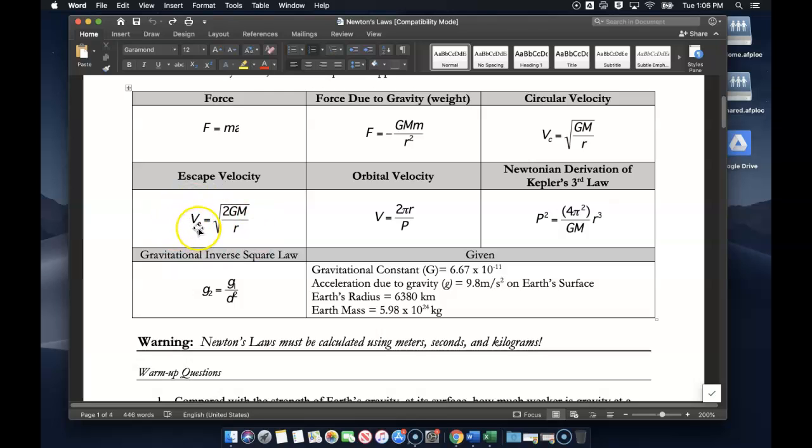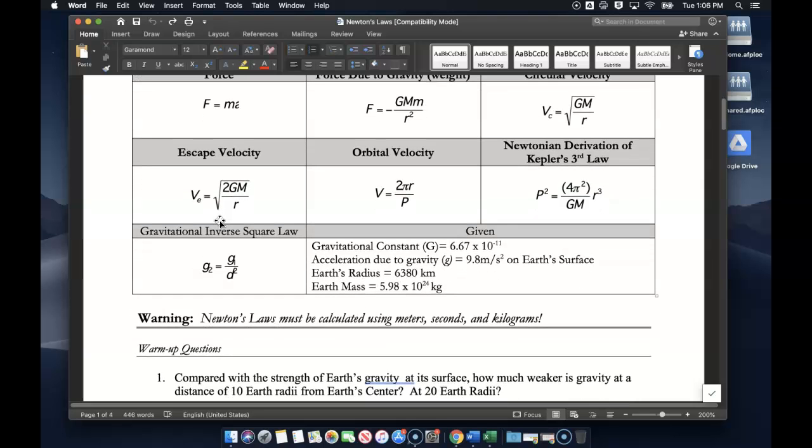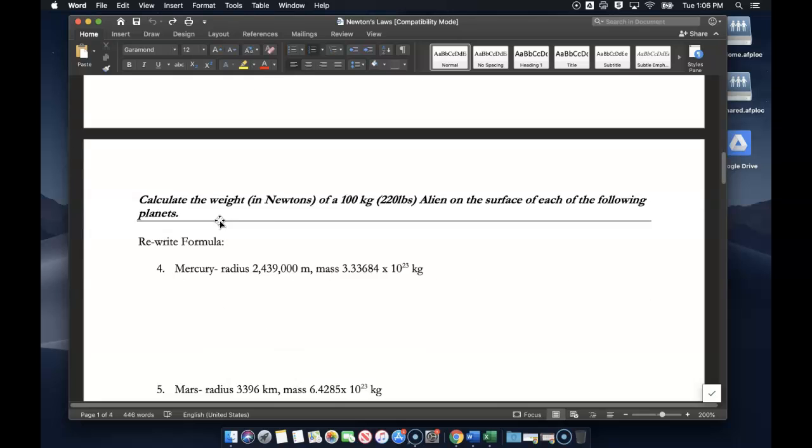Escape velocity. For the escape velocity equation, we're going to be using this one right here. Okay, V sub E for escape. And it's the square root of 2 times the gravitational constant times the mass of the planetary object over the radius. Notice that this is twice the value underneath the square root that you would get from the circular velocity equation. Interesting. So this is the escape velocity necessary to escape the gravity of a planet if you wanted to go to some other planet or out of the solar system, for example.